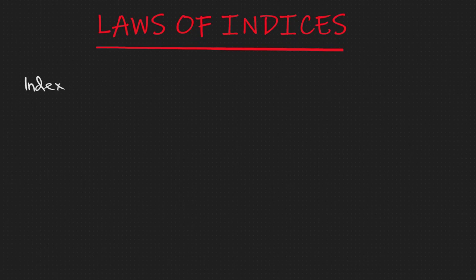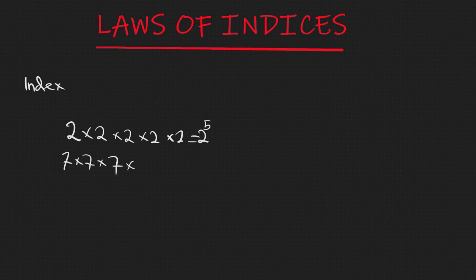Another way of writing, we say index notation. And this index notation is a method of shortening the product of numbers of equal factors, or numbers that are the same. For example, we have 2 times 2 times 2 times 2 times 2. We can say in a short form 2 raised to the power 5. Or if you have 7 times 7 times 7 times 7, in short, we can say 7 raised to the power 4. So generally, if we have a times a times a times a, this will be a raised to the power 4.